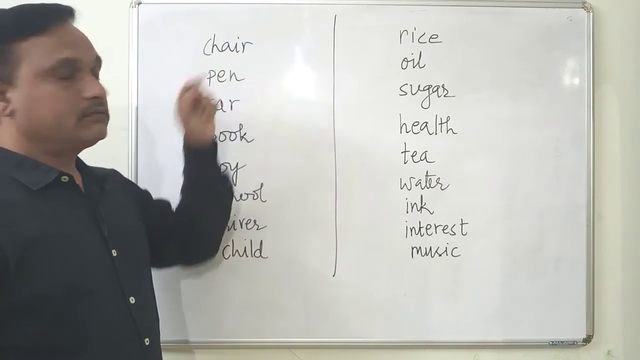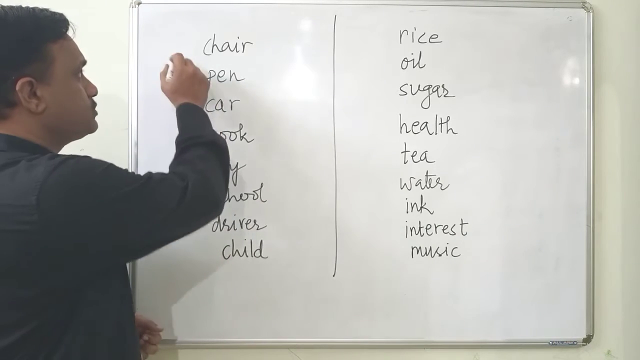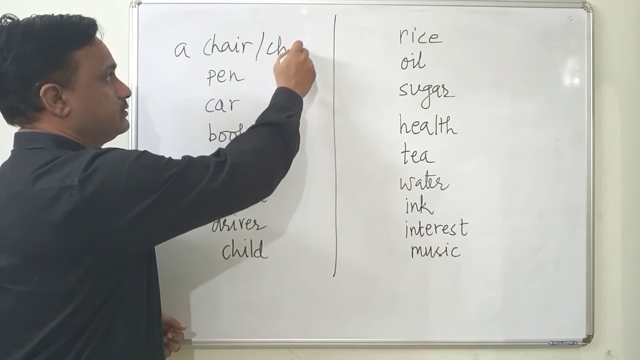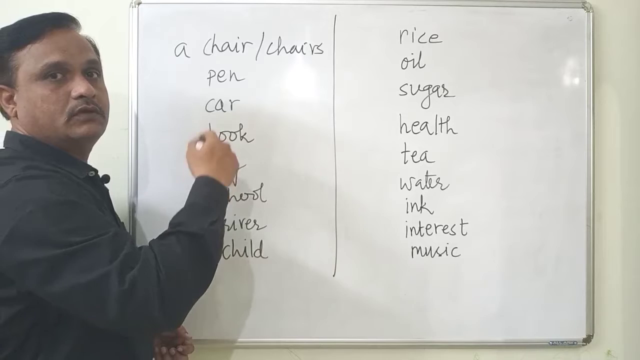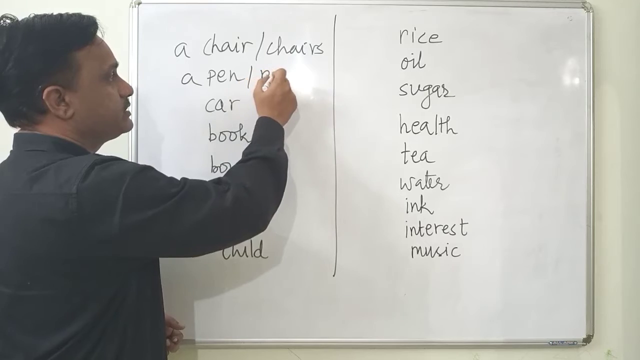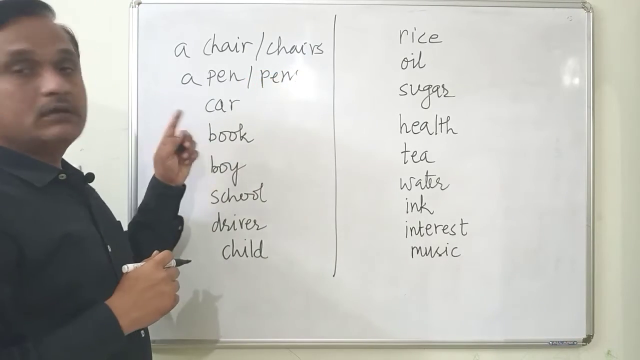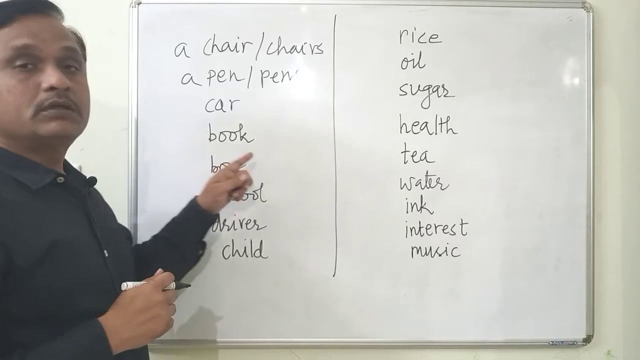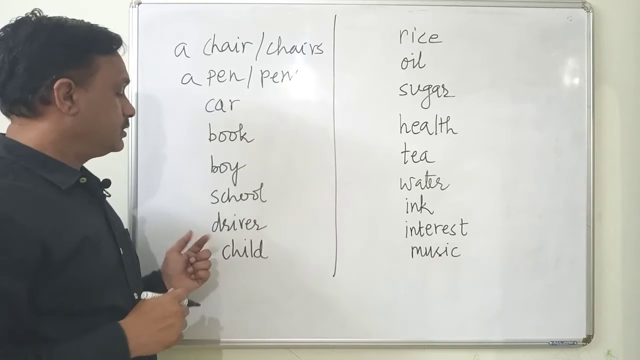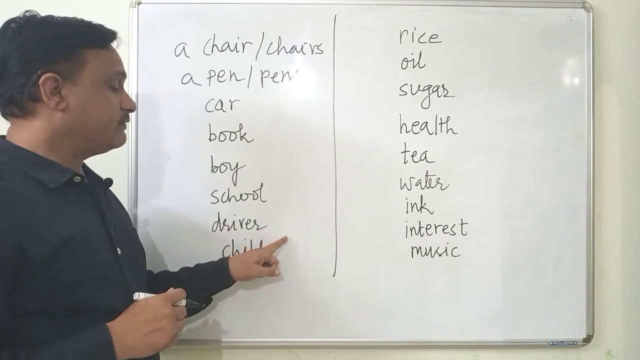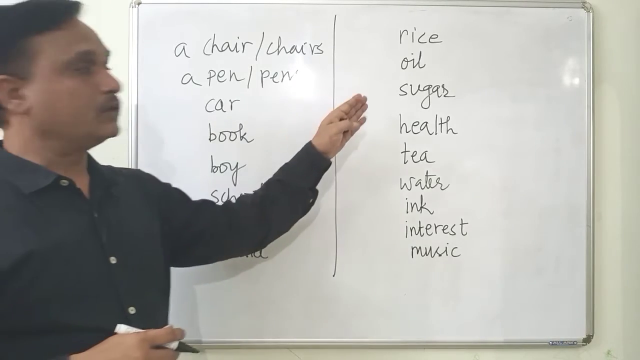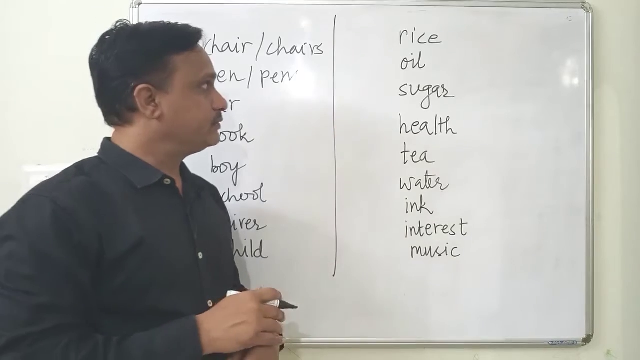Compare. Chair. Now I can talk about one chair, a chair, and also I can make chairs, many chairs, plural. A pen, a single pen in general, or pens. Car, a car, cars. A book, books. A boy, boys. A school, schools. Driver, a driver, drivers. Child, a child, children. Now let's try out this other category.